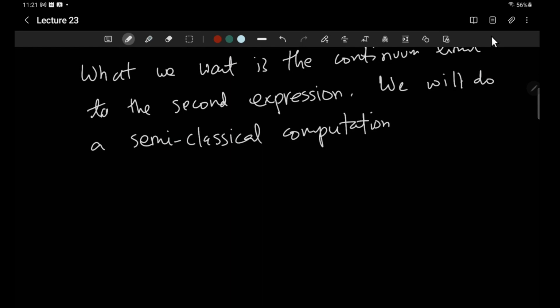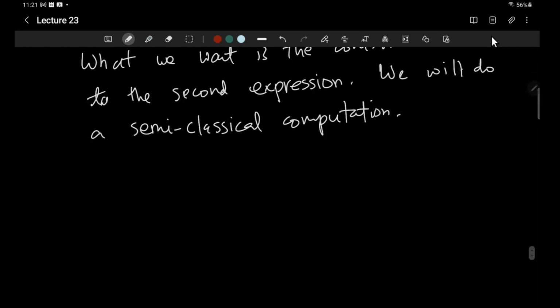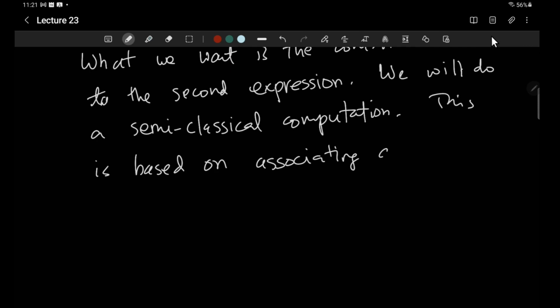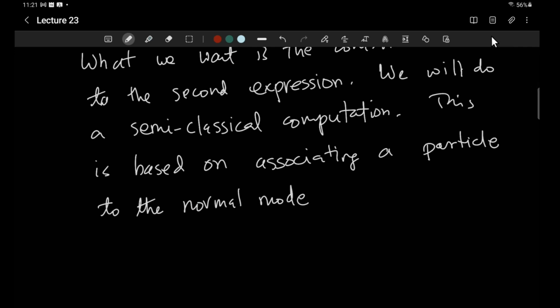Okay, so what we will do is, and this is based on, associating a particle to the vibration, to the normal mode. So this is analogous to photon to the electromagnetic field. If you go to quantum mechanics, this is what you will get, and this particle is called a phonon.